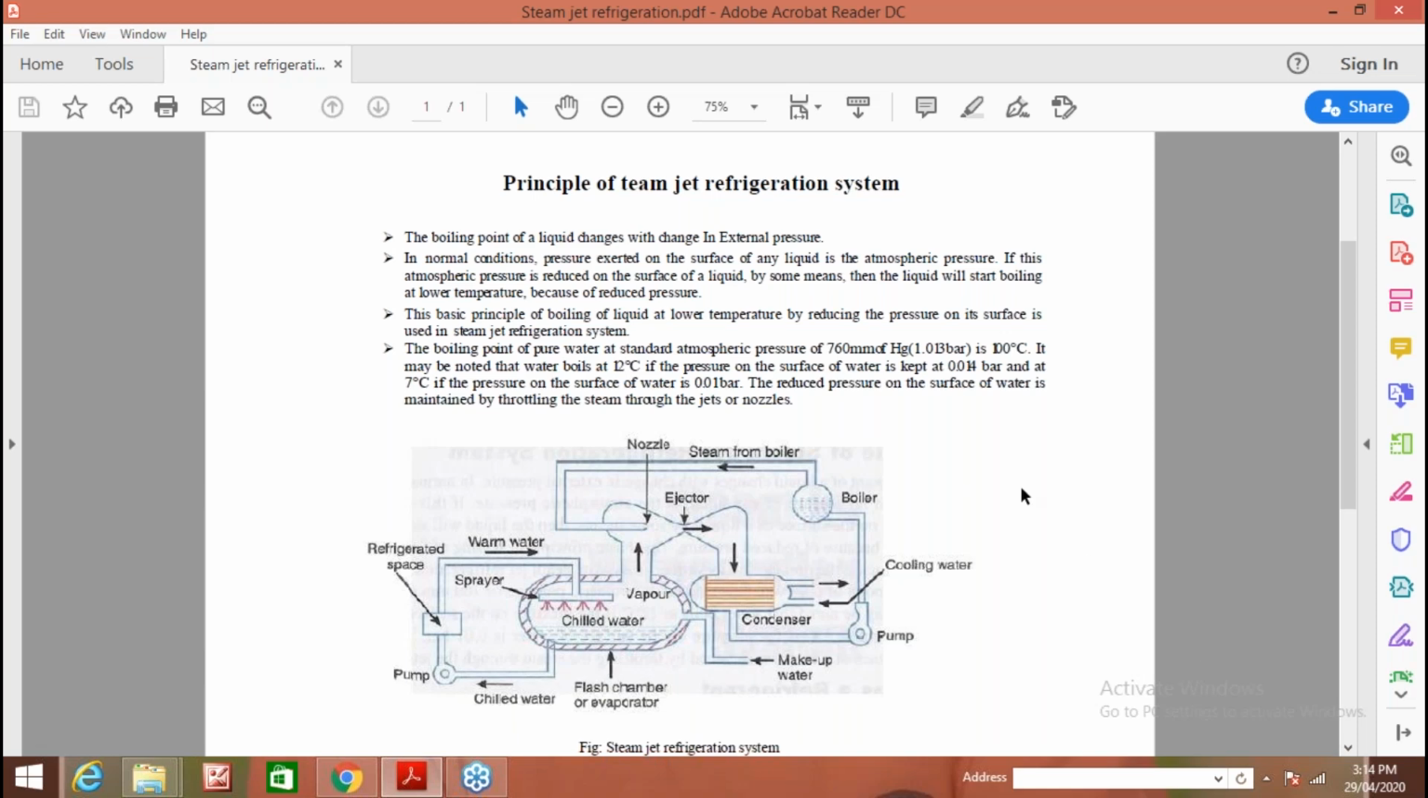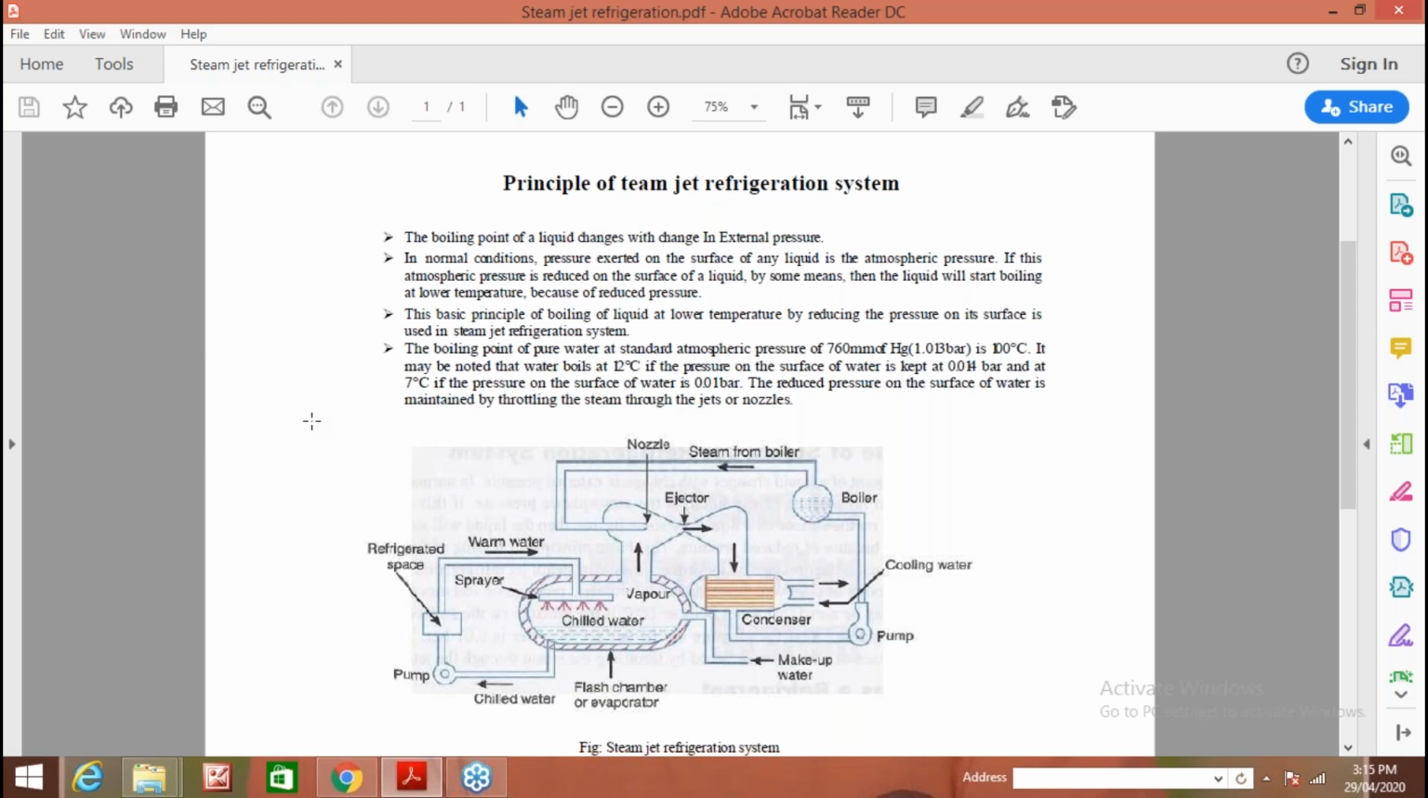Boiling point depends on the pressure. As pressure decreases, boiling point also decreases. At atmospheric pressure, the boiling point of water is 100 degrees Celsius. But if you decrease the pressure, the boiling point of water also decreases. So water may boil at 12 degrees Celsius when pressure is 0.01 bar, or if pressure decreases further, it may boil at 7 degrees Celsius. So if you decrease the pressure, boiling point also decreases.